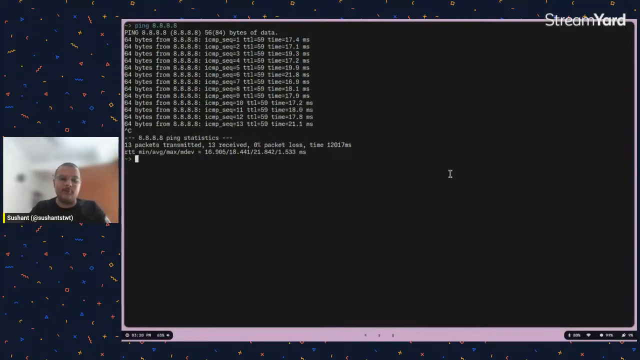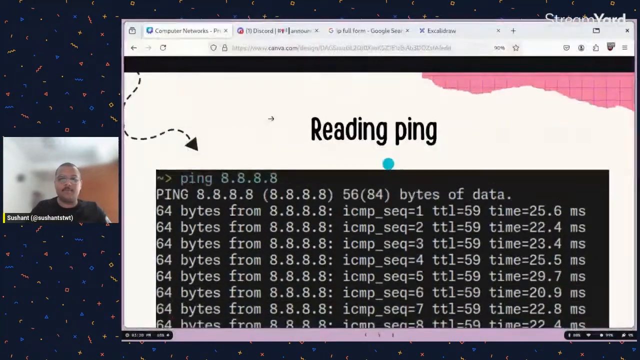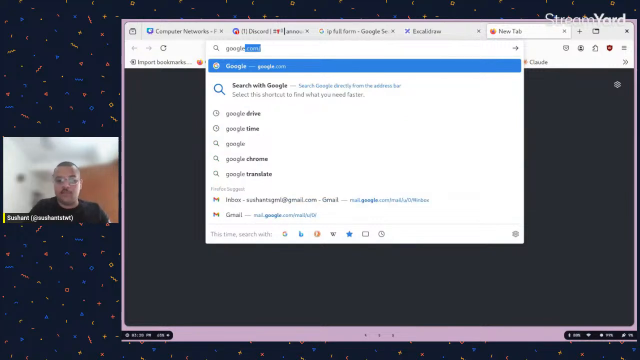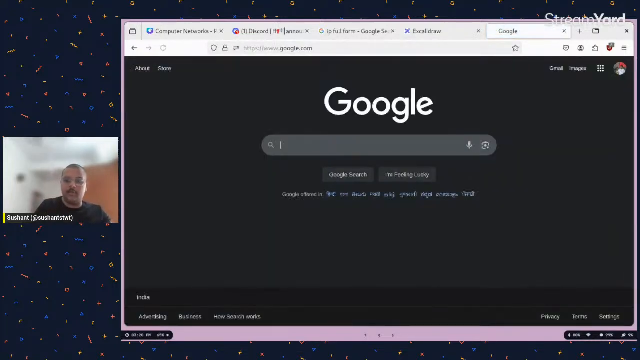First of all, what do we generally use ping for? Where I have used ping is to know whether I am connected to the internet or not. For example, if you have a graphical user interface and want to check if your internet is working or not, you just go to google.com, right?